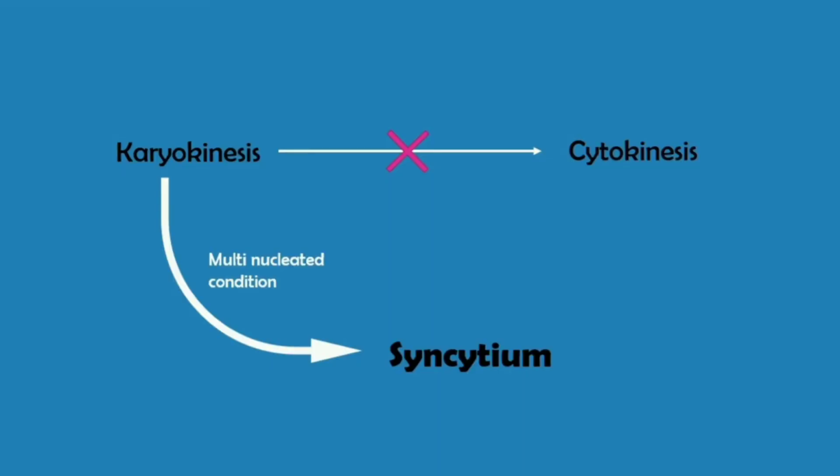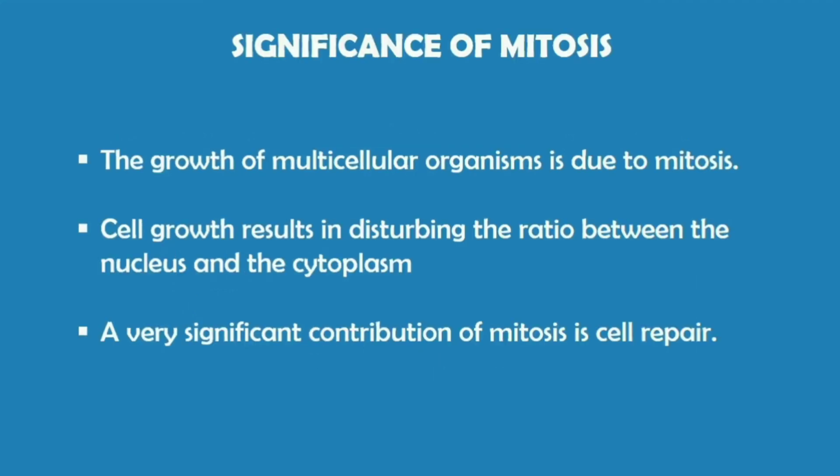In some organisms, karyokinesis is not followed by cytokinesis, as a result of which a multinucleated condition arises, leading to the formation of a syncytium. Significance of mitosis. The growth of multicellular organisms is due to mitosis. Cell growth results in disturbing the ratio between the nucleus and the cytoplasm. A very significant contribution of mitosis is cell repair.